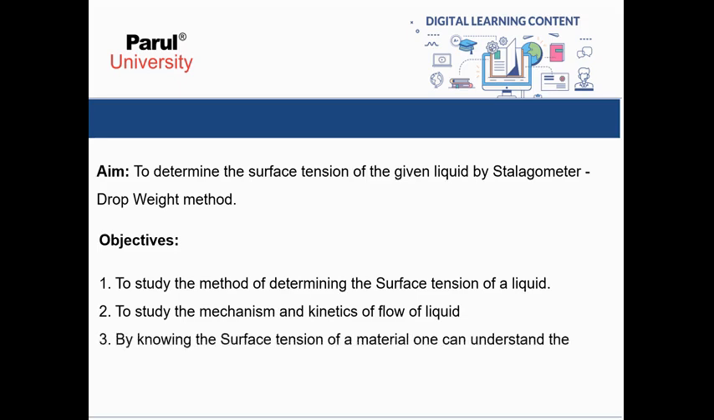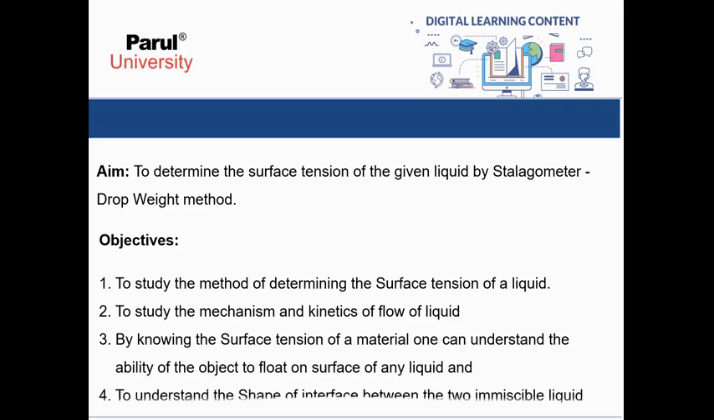By knowing the surface tension of a material, one can understand the ability of the object to float on the surface of any liquid and also understand the shape of the interface between two immiscible liquids.